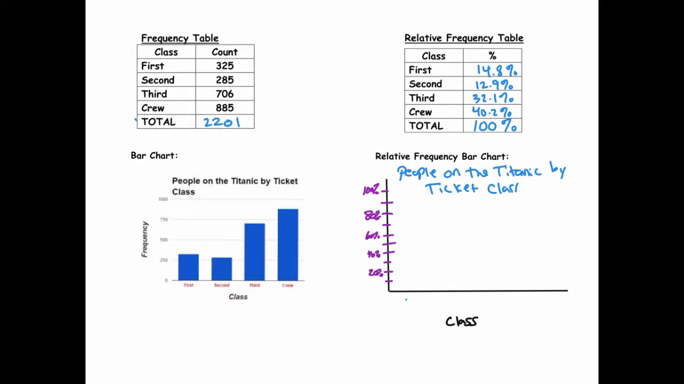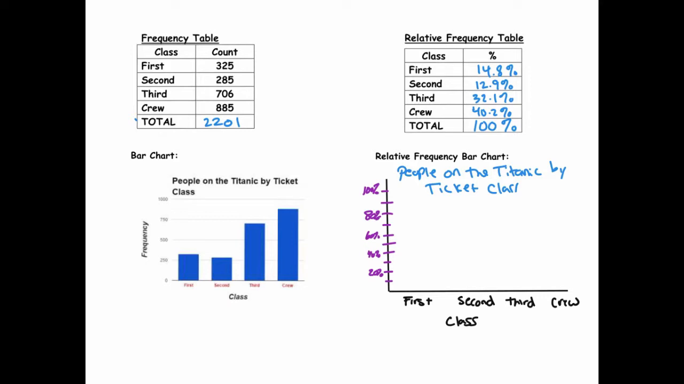So I'm going to make one bar for first class. I want to make another bar for second class, another for third, and another for crew. And you notice I'm not going to make them touching. That's when we make histograms, which is when we analyze quantitative variables. But for categorical, we separate them.